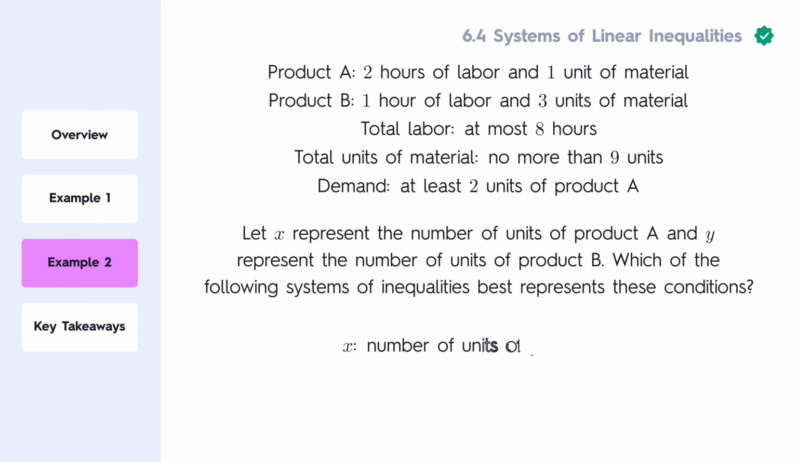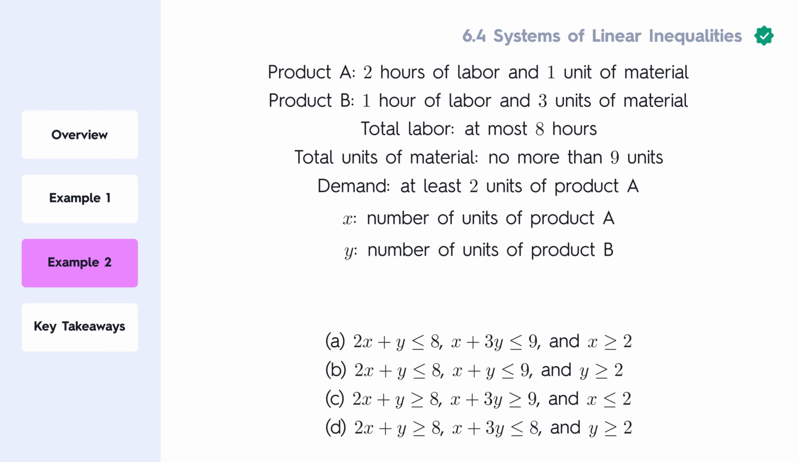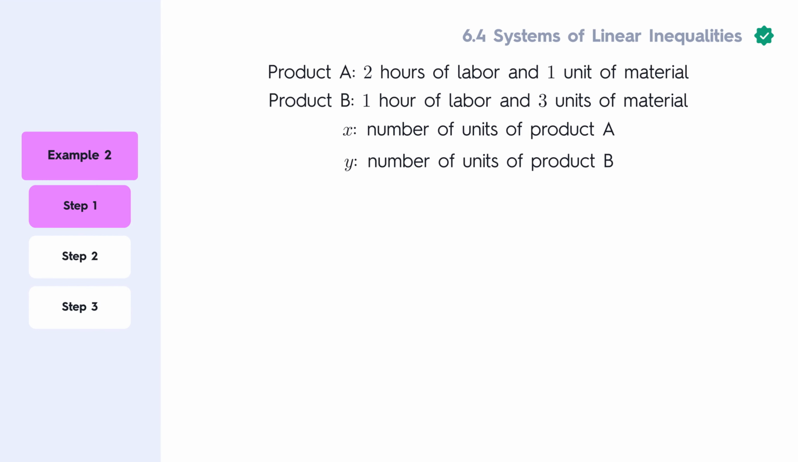Let X represent the number of units of product A and Y represent the number of units of product B. Which of the following systems of inequalities best represents these conditions? Let's begin by setting up each inequality based on the conditions given. First is the labor constraint.